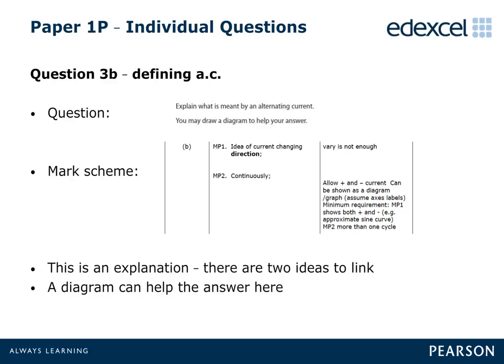The students can recall most equations and definitions well, but question 3b asks for a definition of alternating current. This is one of the few definitions that many students find difficult to get to grips with. The question and mark scheme are shown together on this slide.